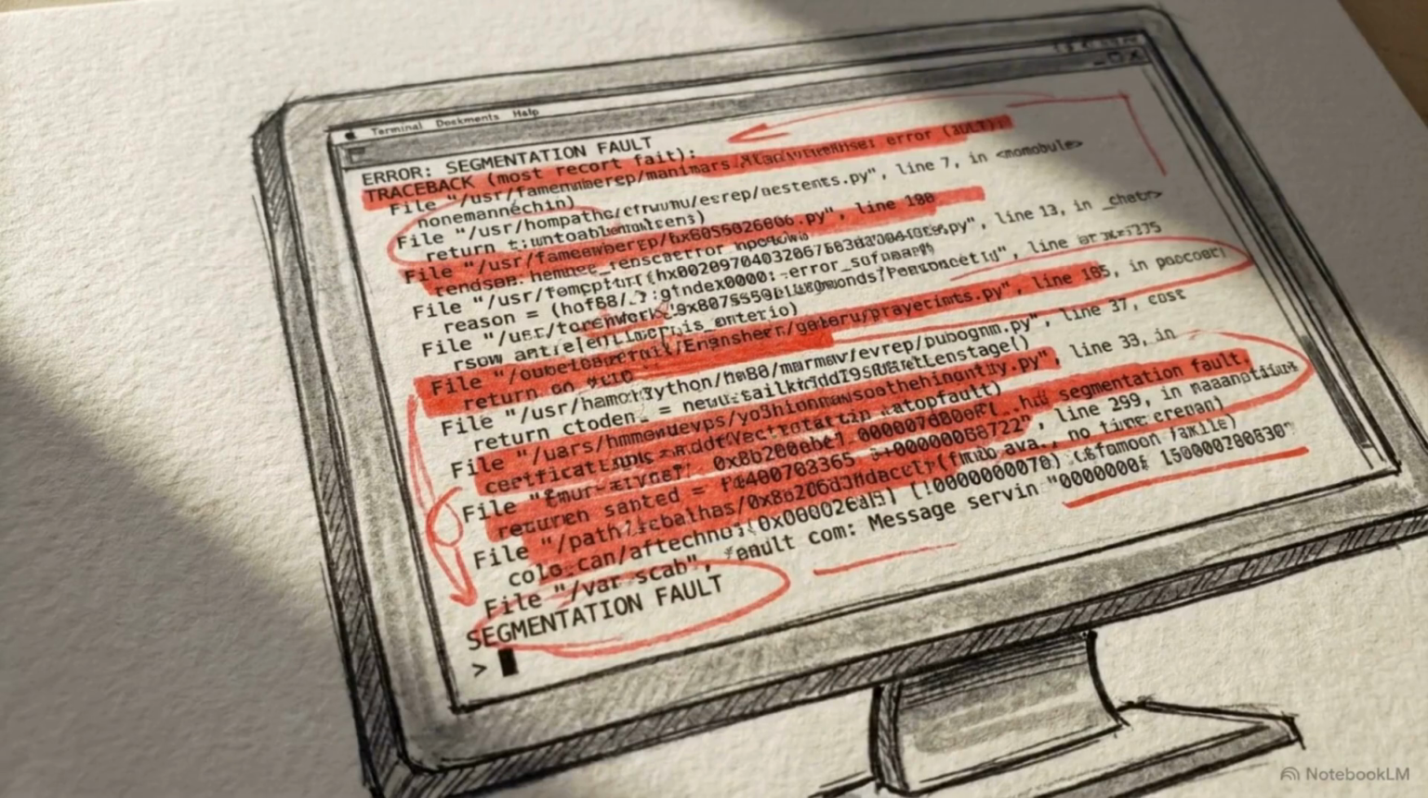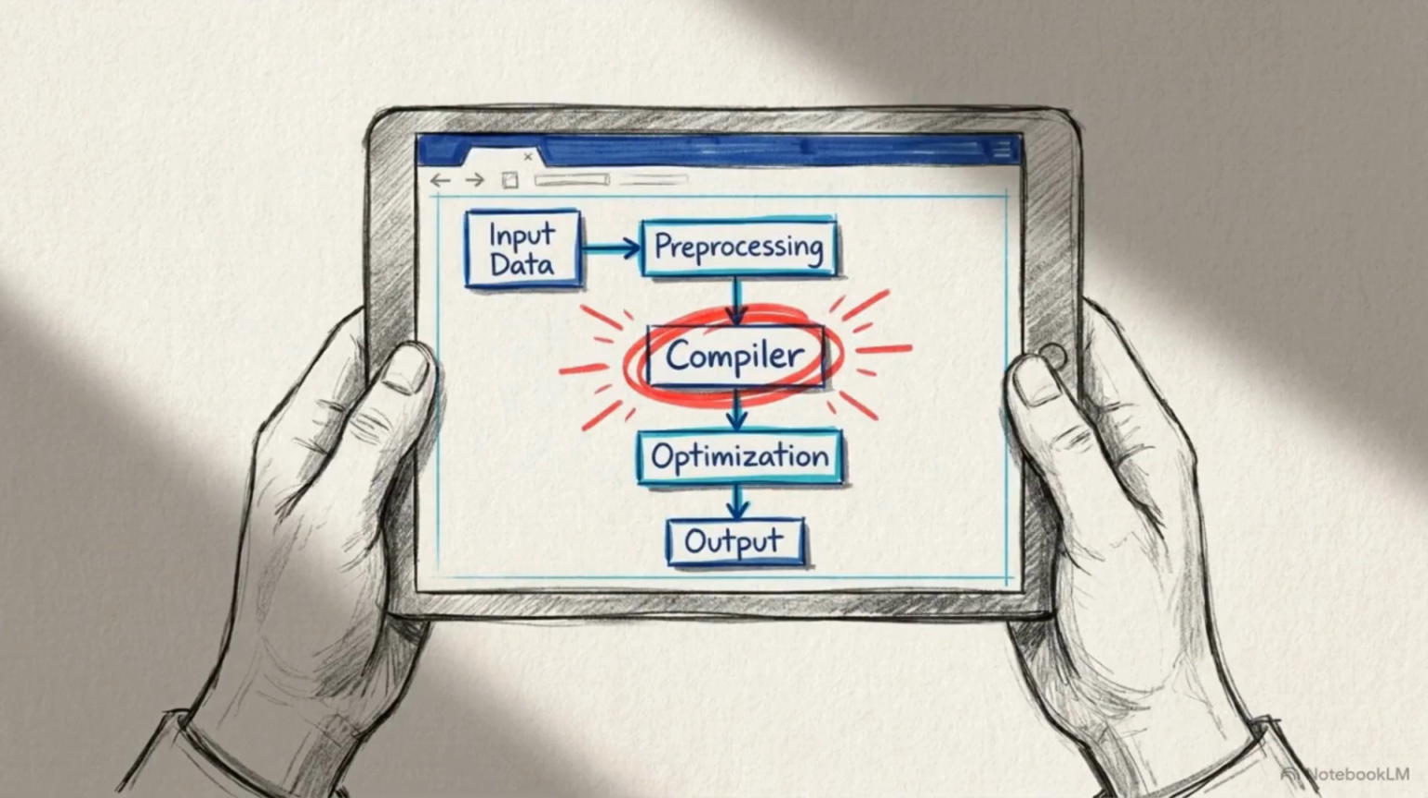Memorize this sequence. When your code inevitably breaks in the future, knowing exactly which machine inside the pipeline is failing will be your ultimate diagnostic tool.